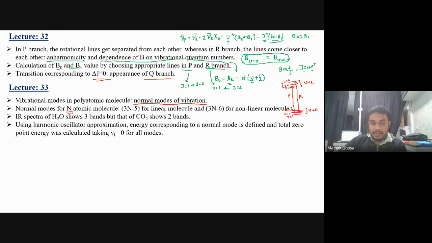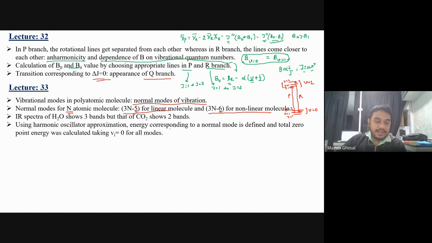From this, for linear molecules, there will be 3 translational motions and only 2 rotational motions, because they are linear. But for a nonlinear molecule, there will be 3 different rotational motions. So the remaining modes are the normal modes of vibration. For a linear molecule, the normal modes of vibration number 3n minus 5, but for a non-linear molecule, the total is 3n minus 6.